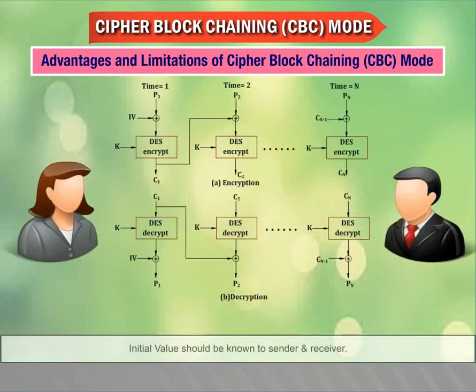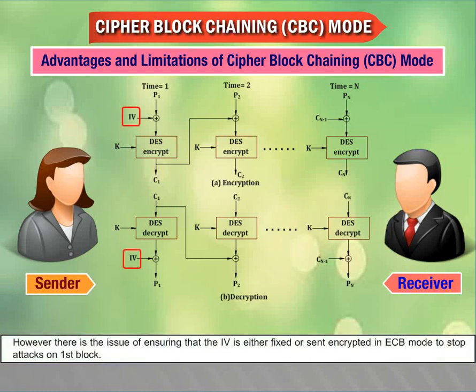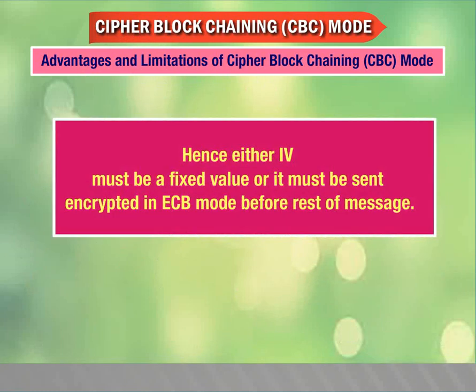The initial value should be known to sender and receiver. However, if the IV is sent in the clear, an attacker can change bits of the first block and change the IV to compensate. Hence, either the IV must be a fixed value or it must be sent encrypted in ECB mode before the rest of the message.